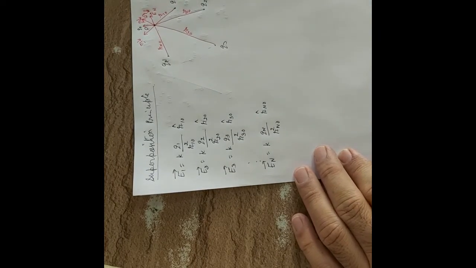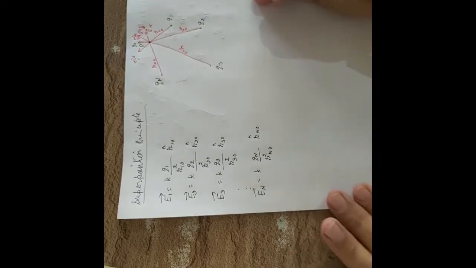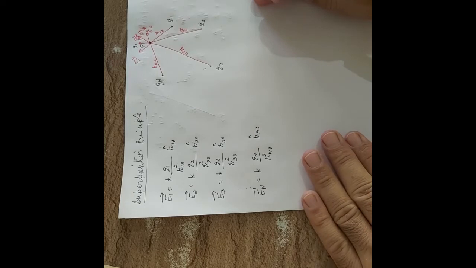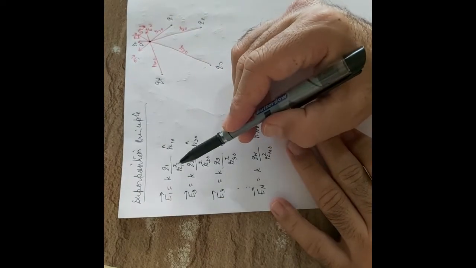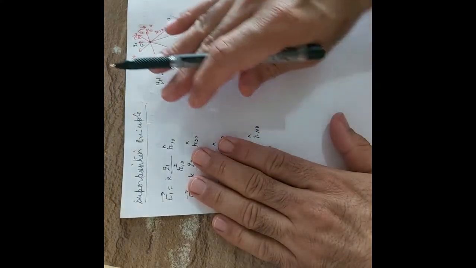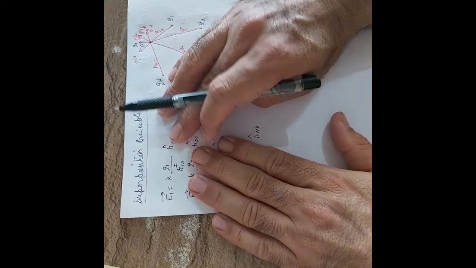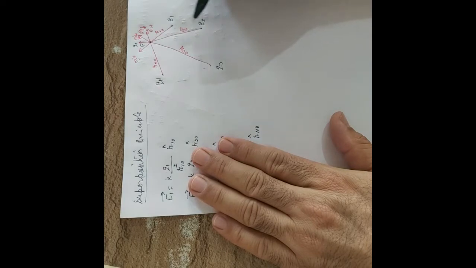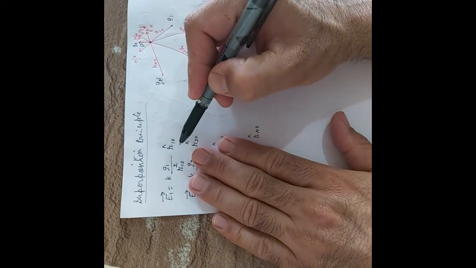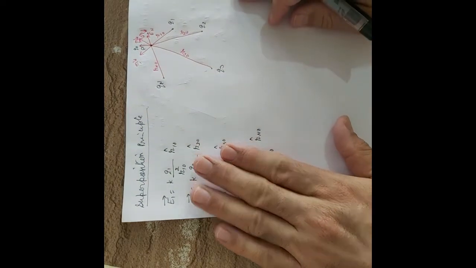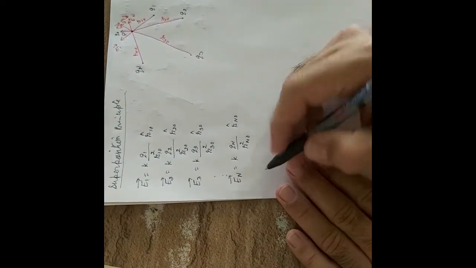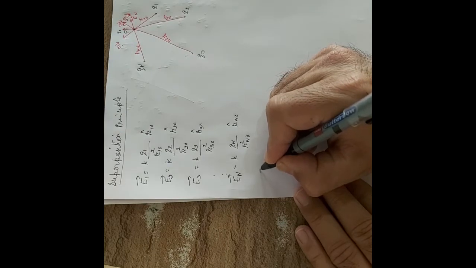Now why did I say so? Because the electric field due to a point charge at a point remains unaffected by the presence of other charges. Look, what is the formula of electric field due to a single charge? If these charges were absent, this is the formula. Even if these charges are present, this formula will remain as such. There won't be any modification or change in the formula. Now, what does the superposition principle say?